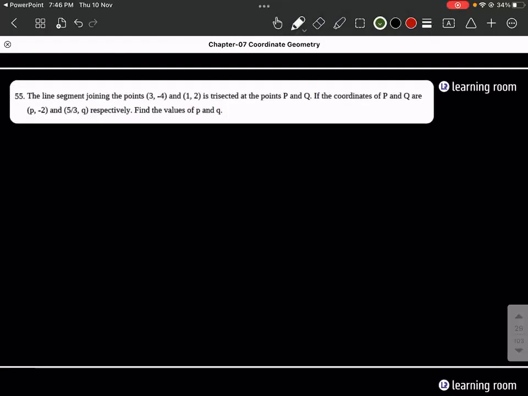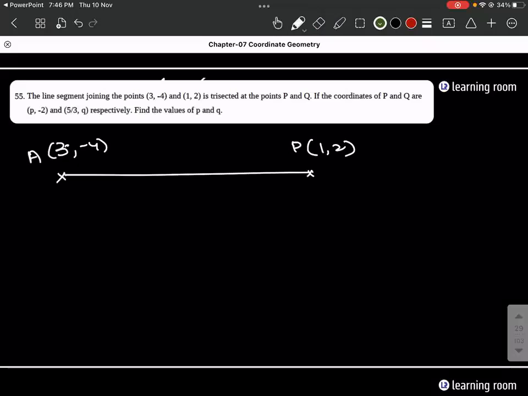The line segment joining the points 3, minus 4 and 1, 2 is trisected at points P and Q. If the coordinates of P and Q are P, minus 2 and 5 by 3, Q respectively, find the values of p and q. So what do you mean by trisected? Divided equally into 3 parts. Yes, they are divided into 3 parts. So A is 3, minus 4. Here B is 1, 2. This point is P, this point is Q. So this ratio is 1, 1, 1.